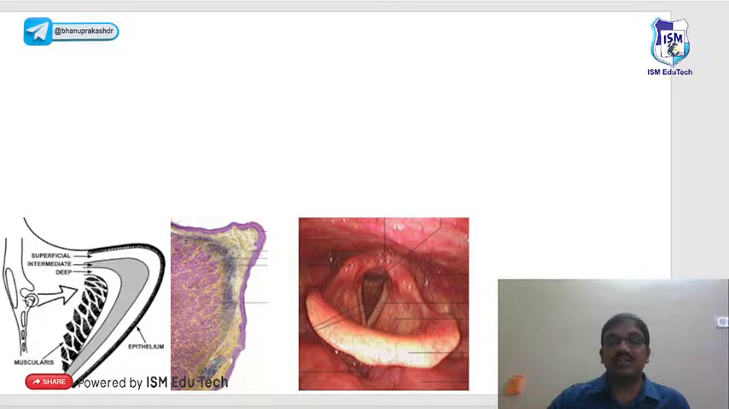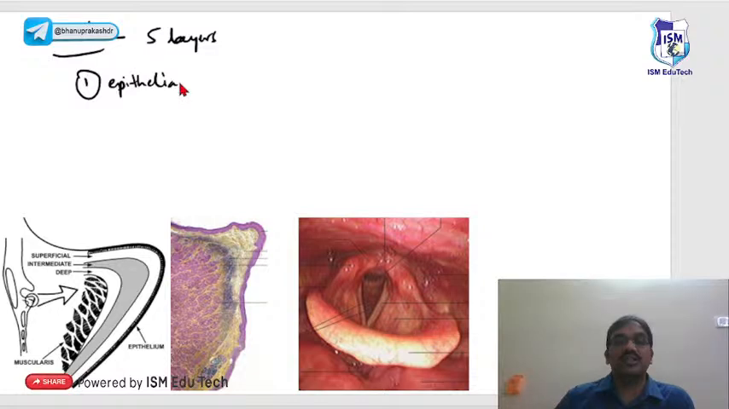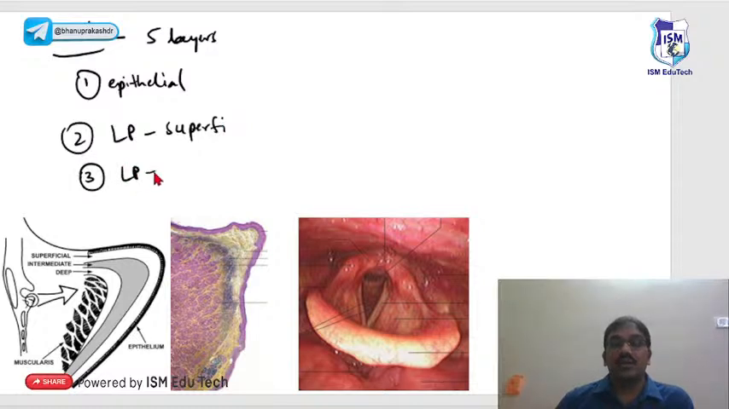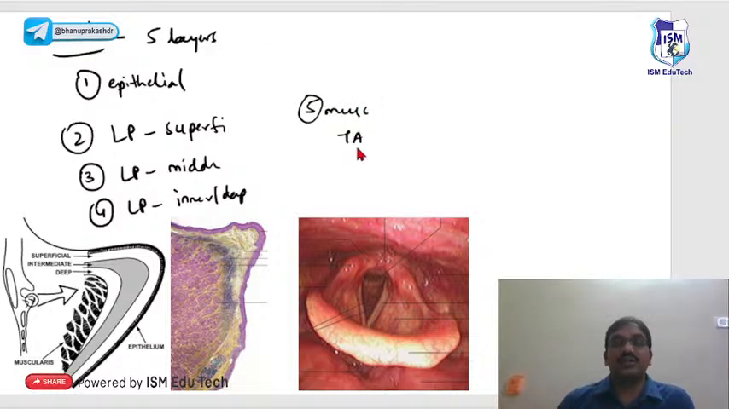Now coming to the next topic, the vocal cord structure. The vocal cord has 5 layers. Quickly going through, the outer layer is the epithelial layer, squamous epithelium. Inside, there are 3 layers of lamina propria: the superficial, the middle, and the deep lamina propria. These form the second, third and fourth layers, and the fifth layer is the muscular layer formed by thyroarytenoid and vocalis.